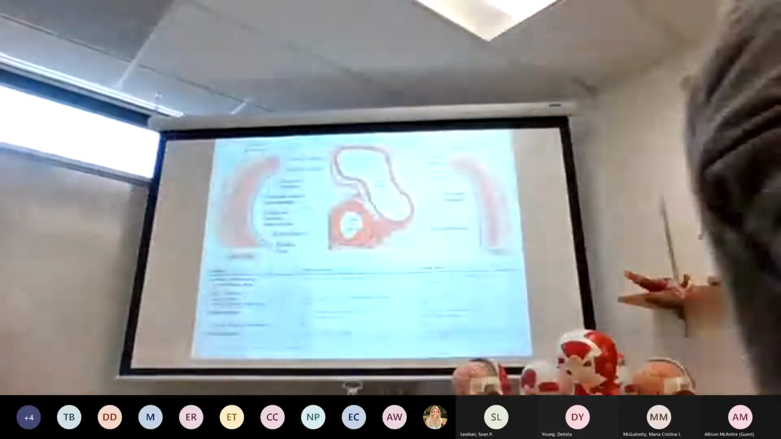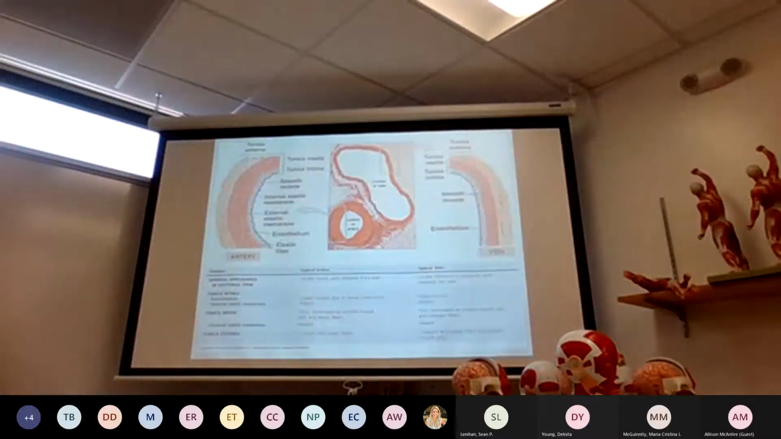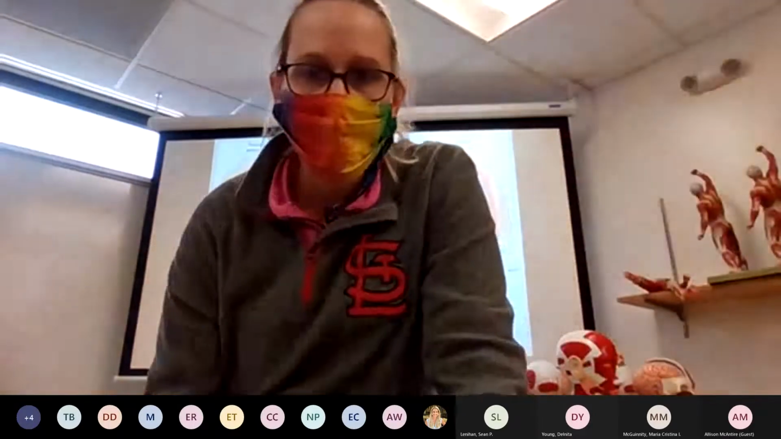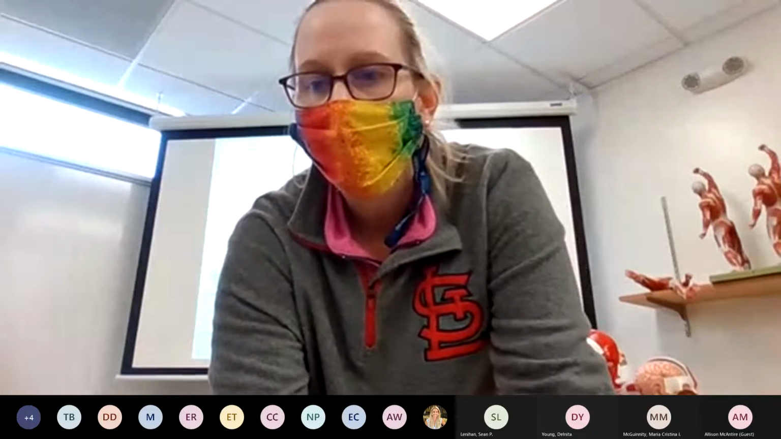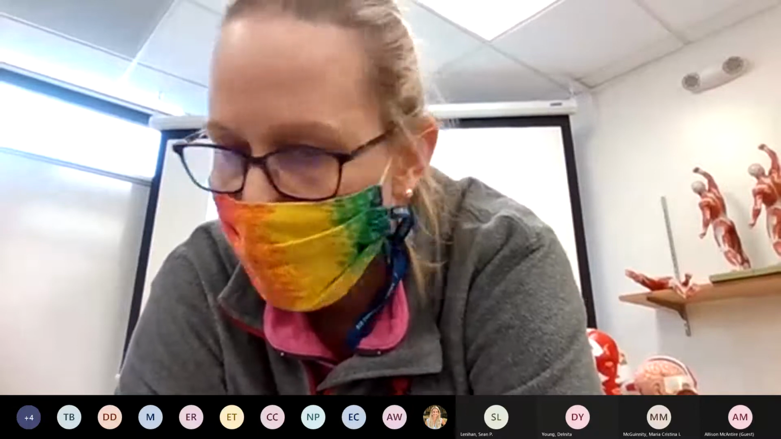You guys can look at these if you would like to get a little bit better view. Questions from anybody in our group here? Is there something in the chat? So there should not be any internal elastic membrane in your veins, nor should there be an external elastic membrane in your veins. Okay, those are something that you should expect to see in the elastic arteries. Correct. Any other comments or questions?